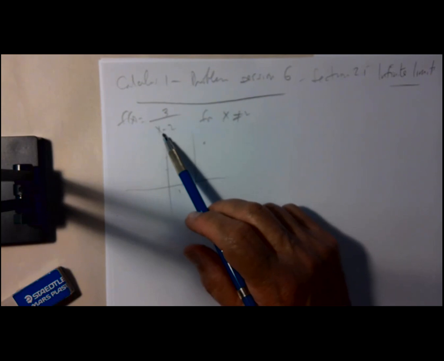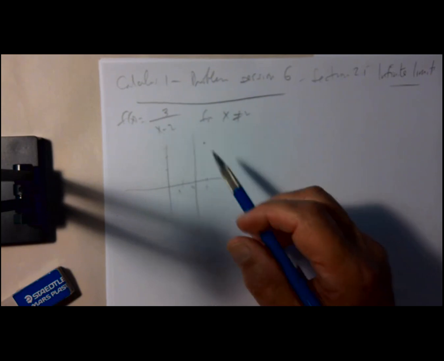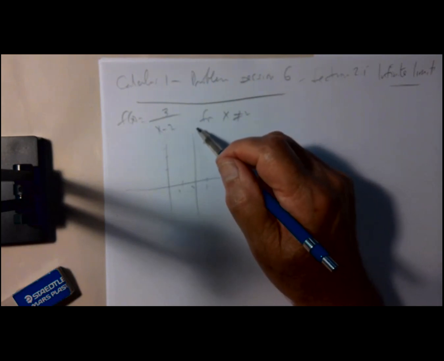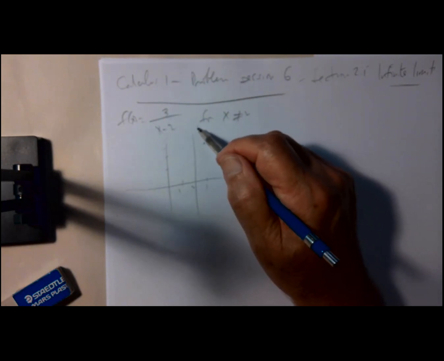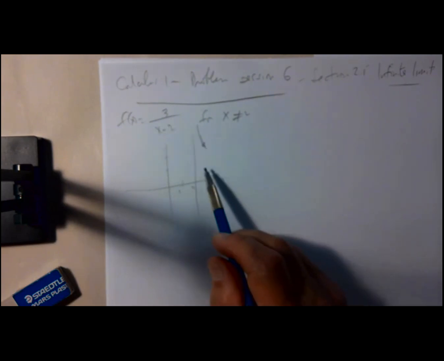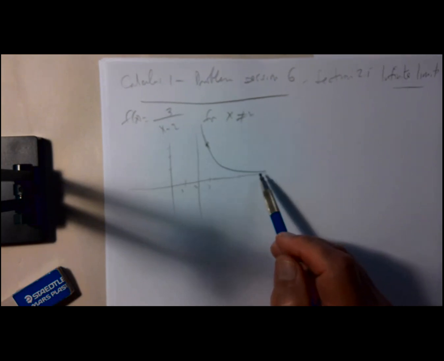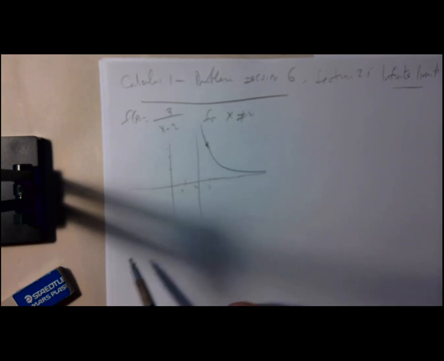And as you get closer and closer to 2 from the right, this denominator is going to 0, so this fraction is going to infinity. On the other hand, as you go out to plus infinity, the denominator is going to infinity, so the function is decaying to 0.